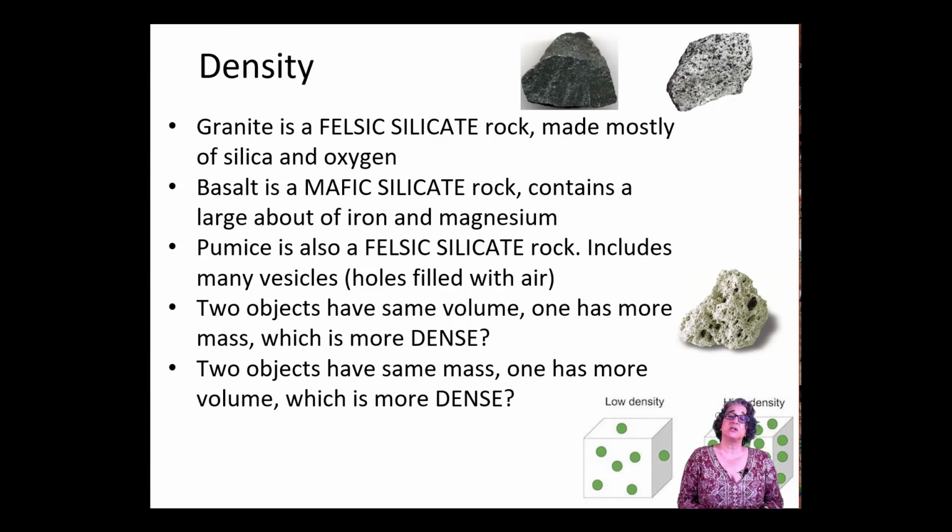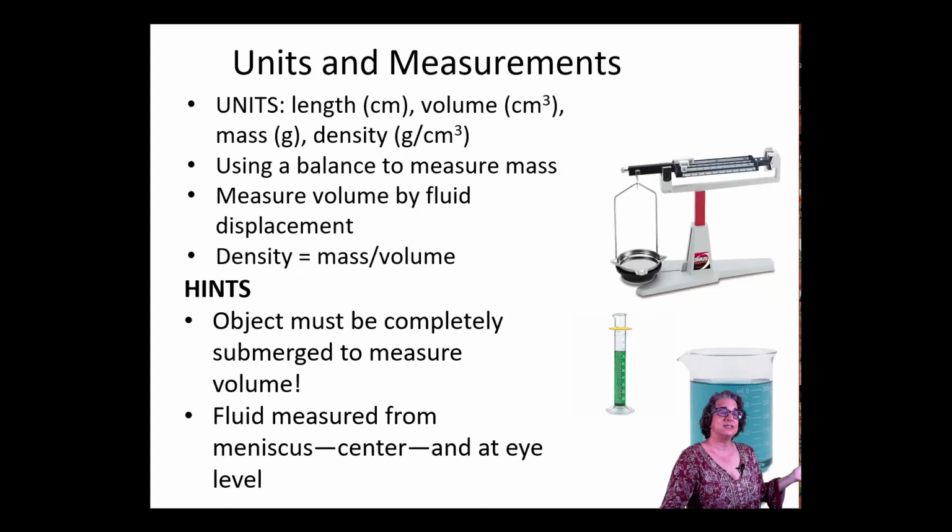So if you have two objects that have the same volume, but one has more mass, you'd expect the one that has more mass to be denser. If you have two objects that have the same mass, but one of them has a greater volume, you'd expect the one with the smaller volume to be denser. And you can test these out with activities to explore the relative effects of mass and volume on density.